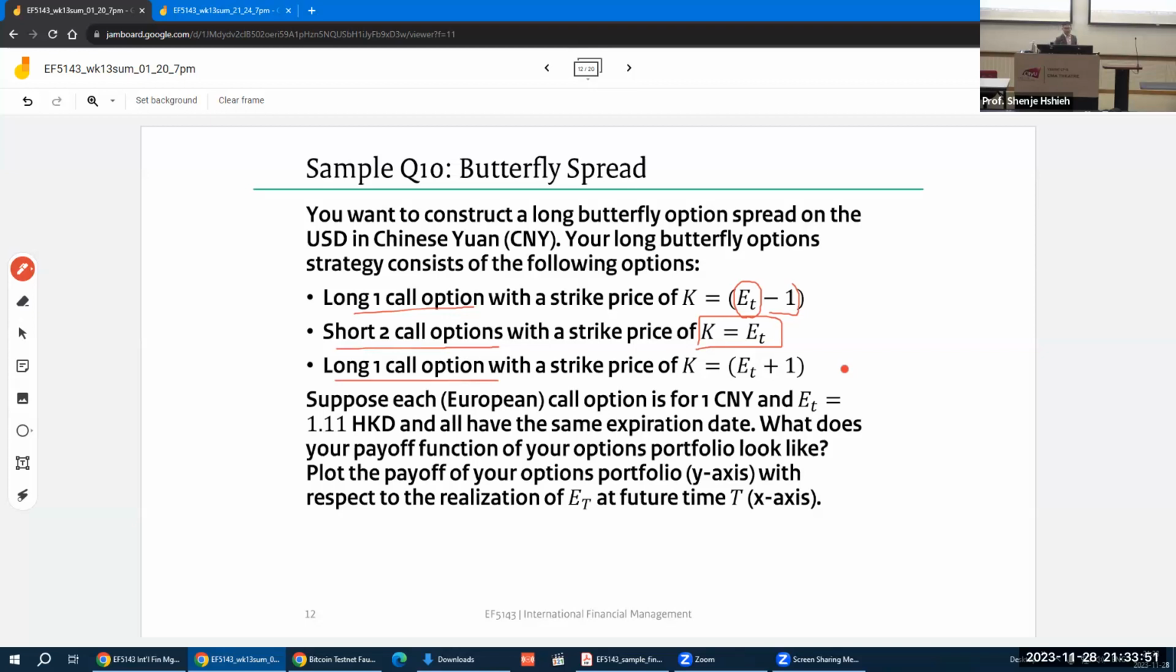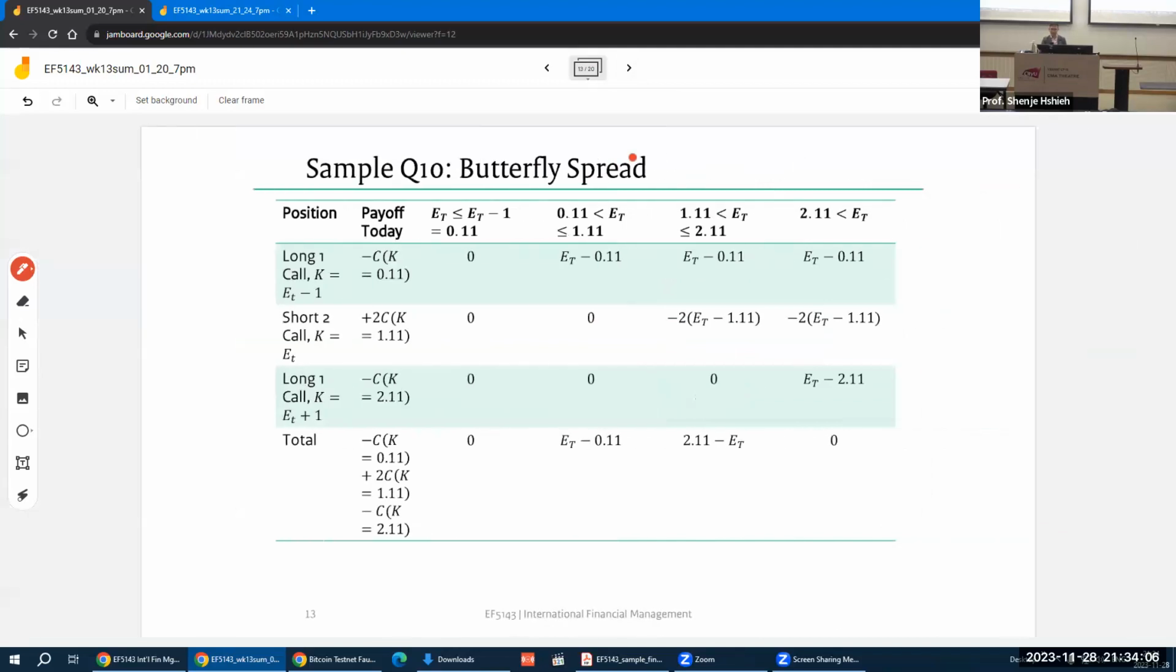Okay. All right, so in this example, I told you that the spot price is 1.1. And to analyze this portfolio, you need a payoff table, and it'll be very clear what the shape looks like. So let's go ahead and analyze using a payoff table. The hard part of using the payoff table is you have to imagine the different scenarios in which the future spot price could be relative to the strike prices. Here I iterate through all the different scenarios that could happen. E_T could fall below E_T minus 1. E_T could be between the two strike prices. E_T could be between another two strike prices. And E_T could be greater than 2.1, the largest strike price.